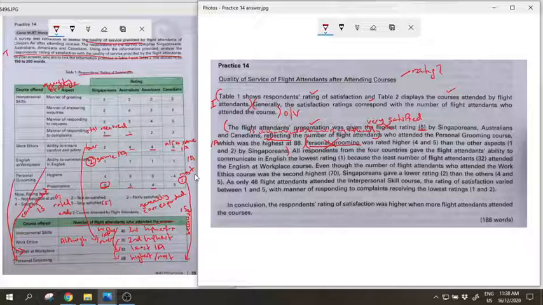All respondents from the four countries gave flight attendants' ability to communicate in English the lowest rating. Again, you have the words the lowest rating. What is the lowest rating? Need to be specific. Not satisfied at all rating. Need to put here: not satisfied at all rating.